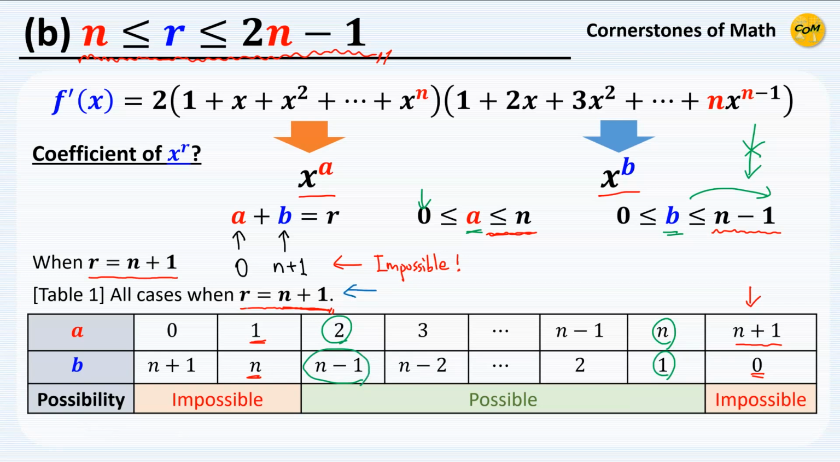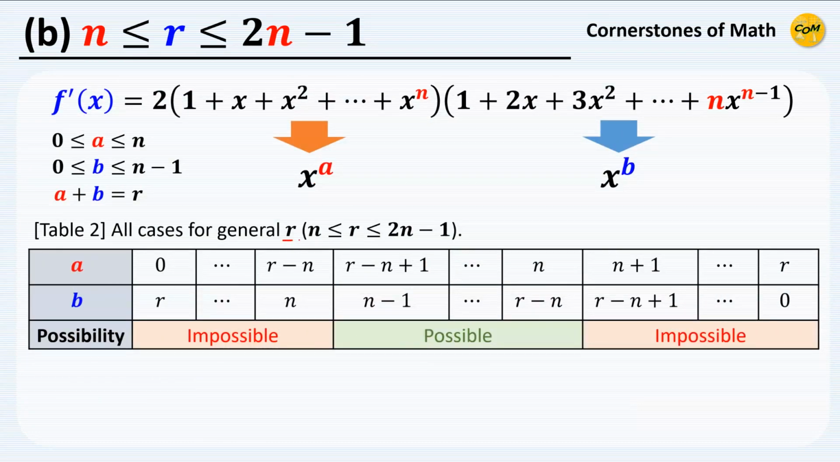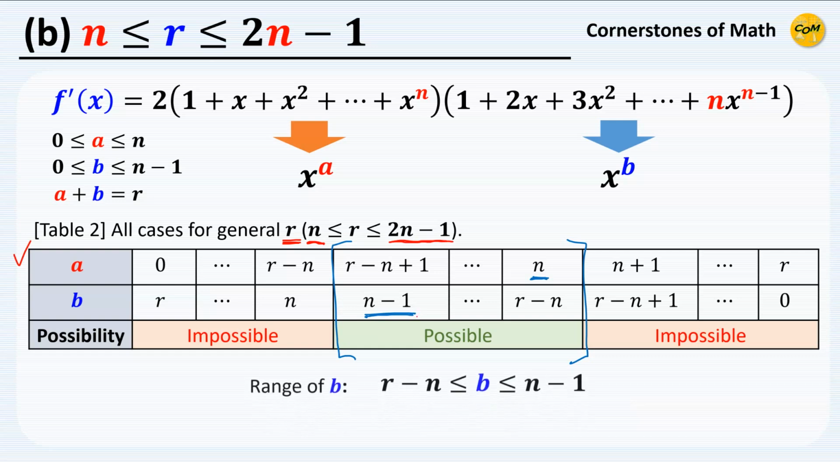Now this is only the case for r equals n plus 1, but we can do similarly for a general value of r that is greater than or equal to n and less than or equal to 2n minus 1, and the result is this table right here. As you can see, we have this possible range in the middle, where the constraints are that a cannot exceed the maximum possible value of n, and b cannot exceed the maximum possible value of n minus 1. Therefore, the possible range for b is that b is greater than or equal to r minus n and less than or equal to n minus 1.